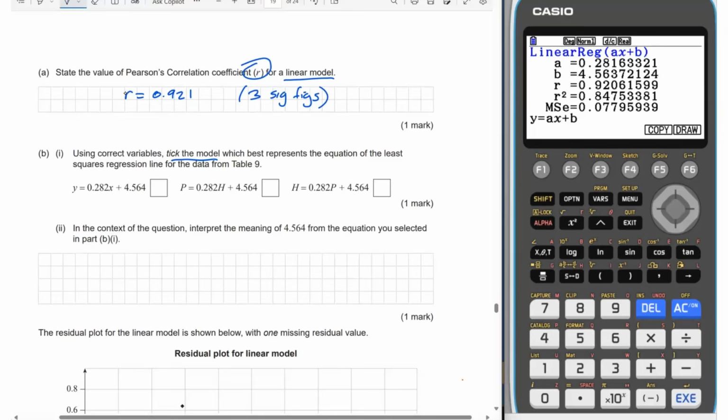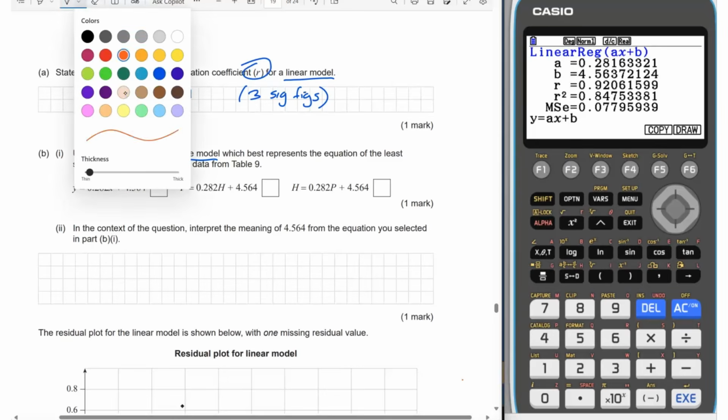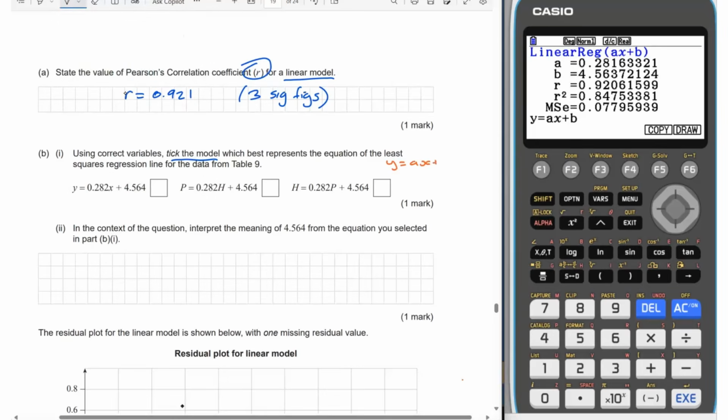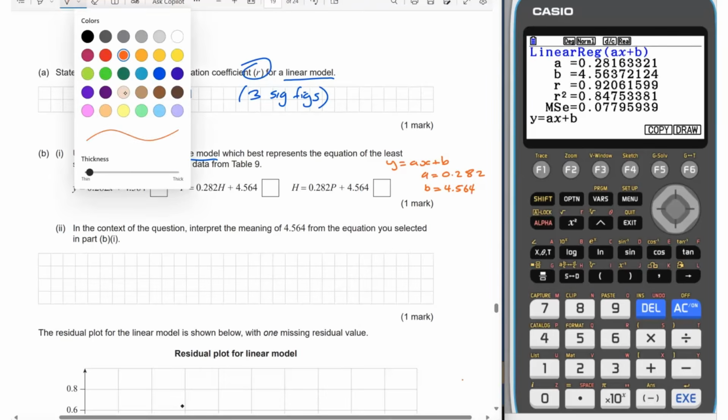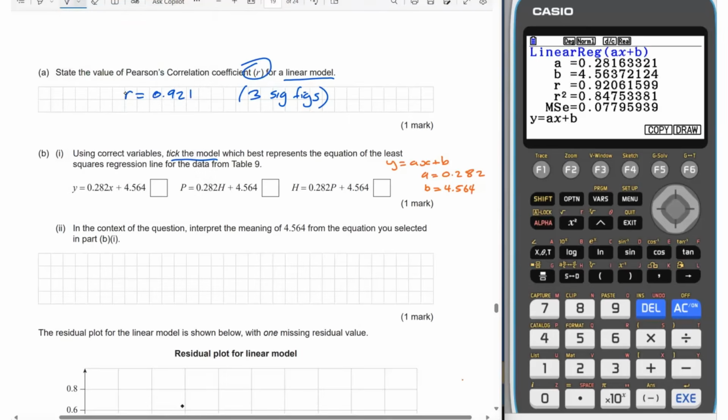Now, our linear model is going to be y equals ax plus b, and from our calculators, we can see in this case that a is equal to 0.282, and b is equal to 4.564. So we're going to have a look at our 3 options here, and we can see that it's going to be the third one that matches our calculator output.